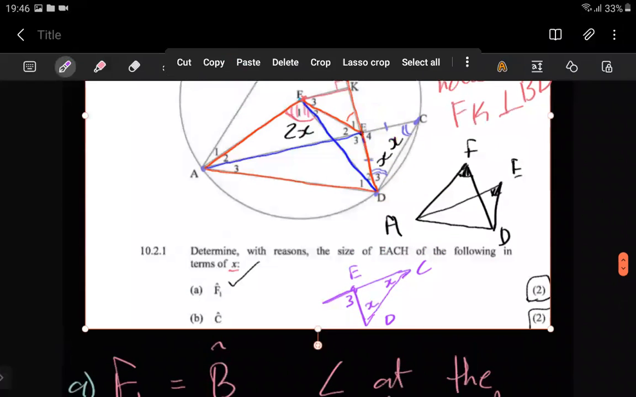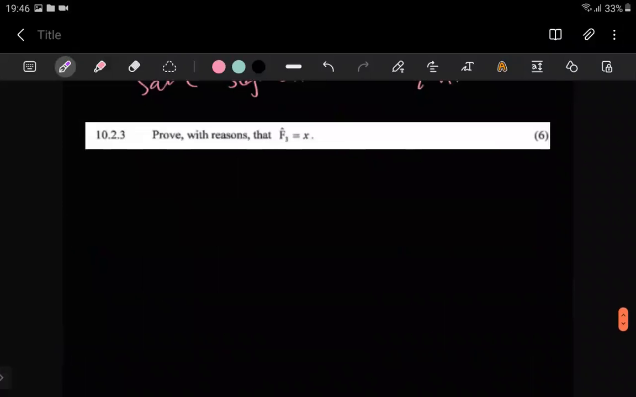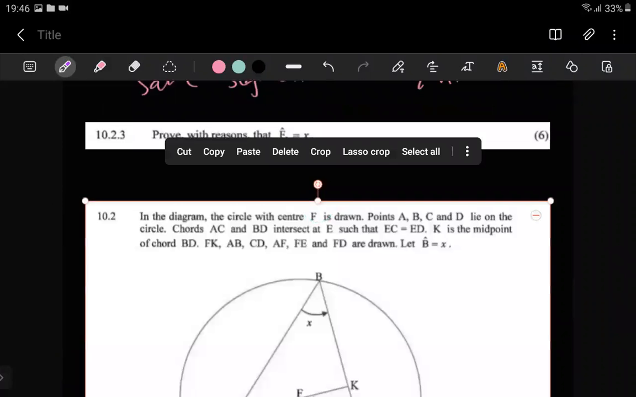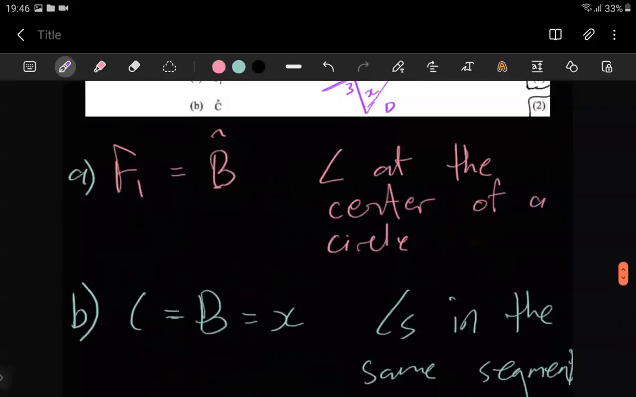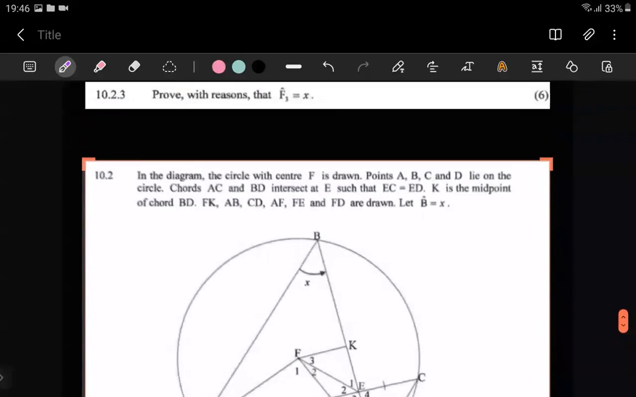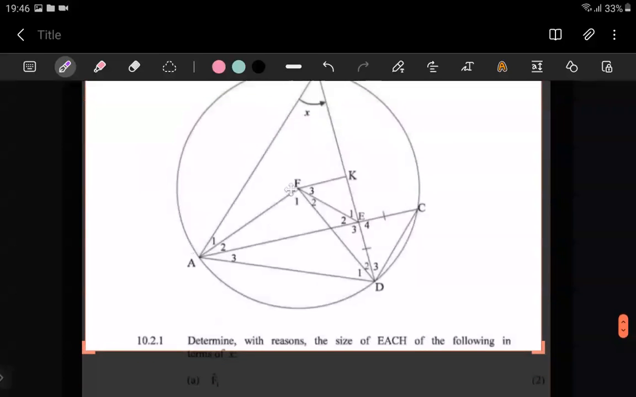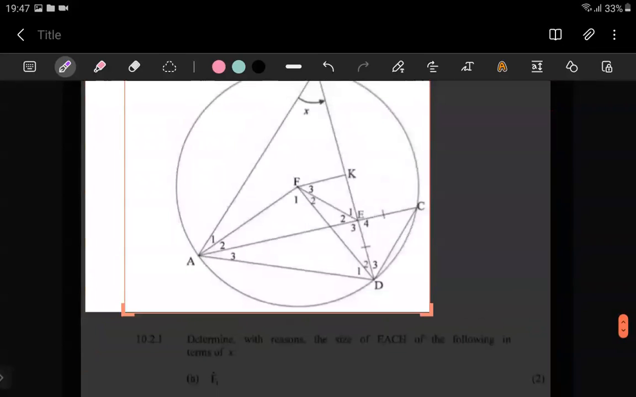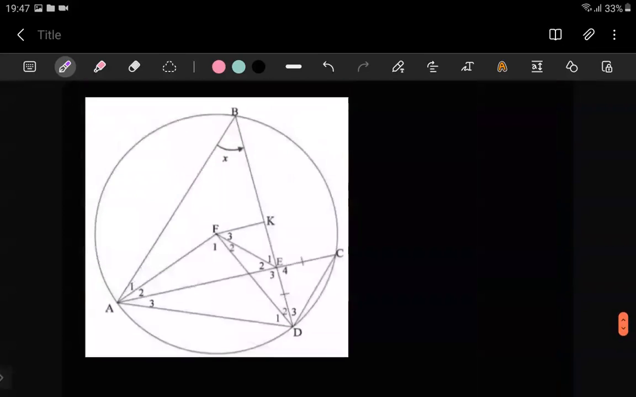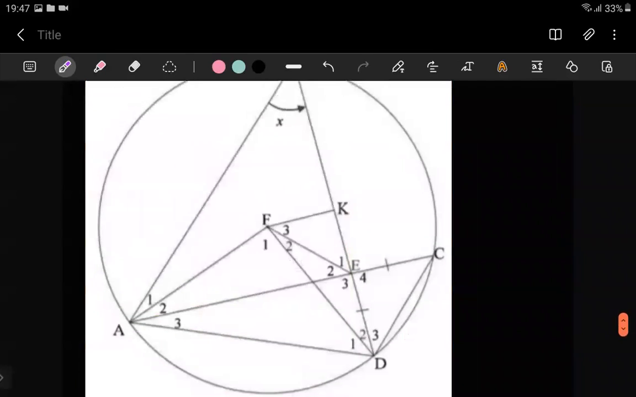So let me just get a new sketch here. With all the information we know, we need to prove that F3 is equal to X. The one thing I can say with this question is, in the previous question they had asked us to prove a cyclic quadrilateral, and we did. We proved that the shape AFED is a cyclic quadrilateral. As long as you've proven that, in follow-up questions you want to look at it as a cyclic quad and make use of the properties of a cyclic quad if they can help you. So that's one thing to take note of.